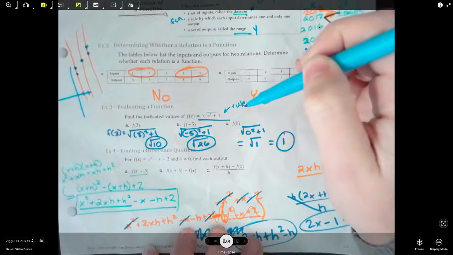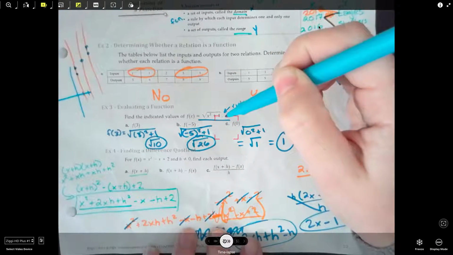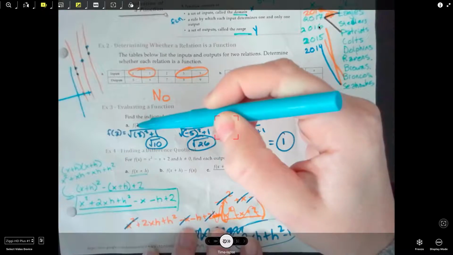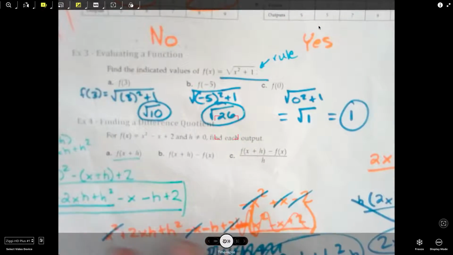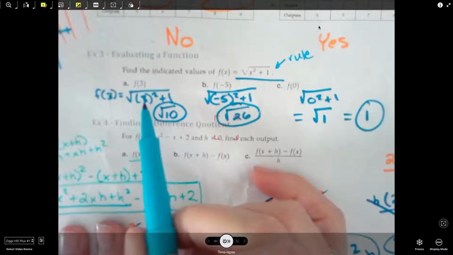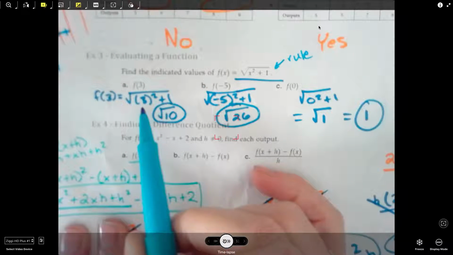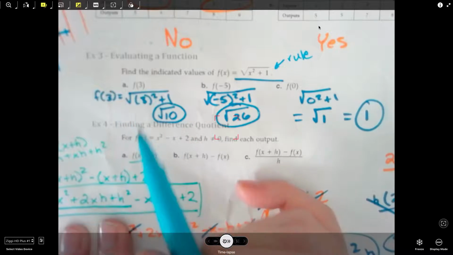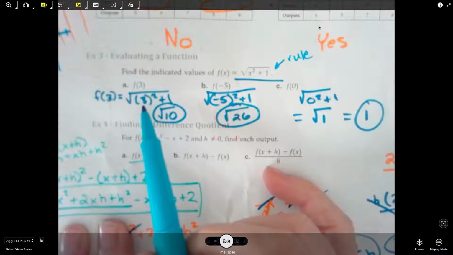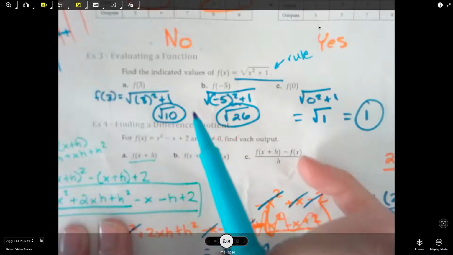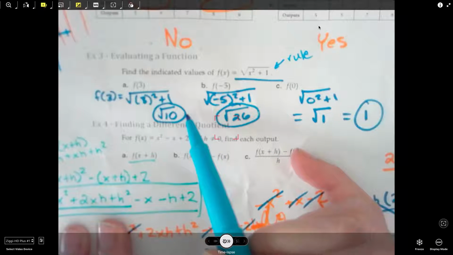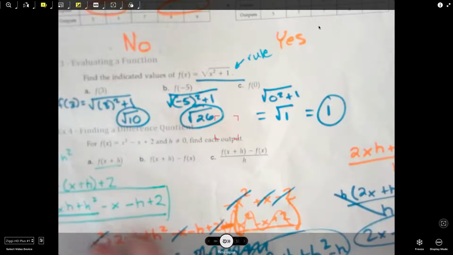The function or the rule that I have is f of x equals the square root of x squared plus 1. And then they want us to find f of 3. Basically, that means plug 3 into your equation. Whenever we plug numbers in, you always plug them in inside of parentheses. So it would be the square root of (3 squared plus 1), which is 9 plus 1, or the square root of 10. Now just leave it as the square root of 10. Don't make that a decimal.